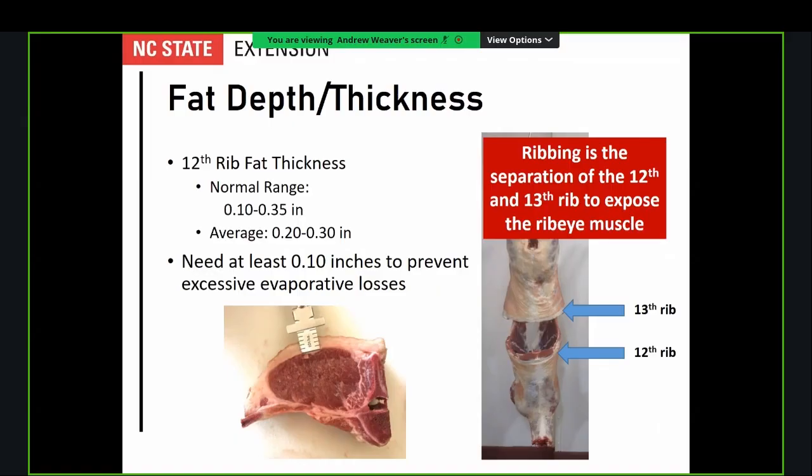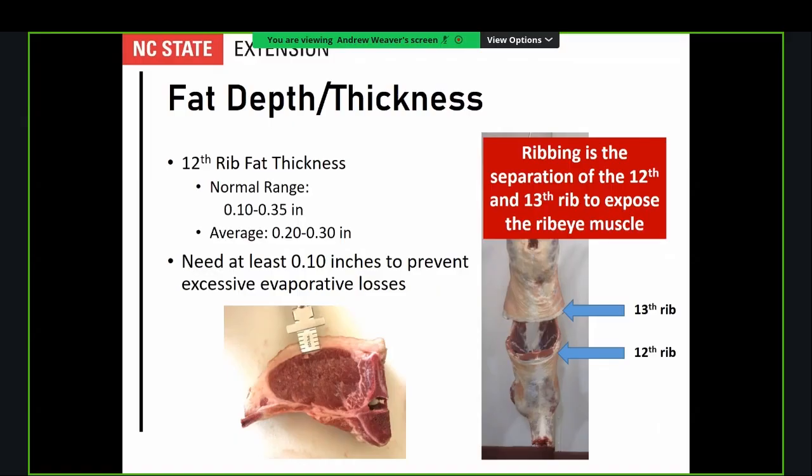And when we do carcass ultrasounds on live animals, we're also doing that carcass ultrasound at that same location. So you can palpate and feel where that 13th rib is, where that last rib is, and you go one rib forward, in between that last rib and the second to last rib, and that's where you're going to take your carcass ultrasound measurement. So you're measuring it in the same location on the live animal as you measure it on the carcass.